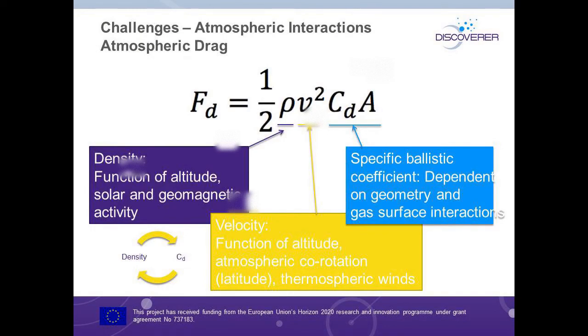So drag, again, back to 101, no surprises here. It's the standard drag equation, which applies as much to satellites in low Earth orbit as it does to aircraft. But the terms in here are much more complicated when you start looking at the detail. The density, we know, is a function of altitude, but it's also a function of solar activity and geomagnetic activity. So that makes this bit slightly harder to quantify.